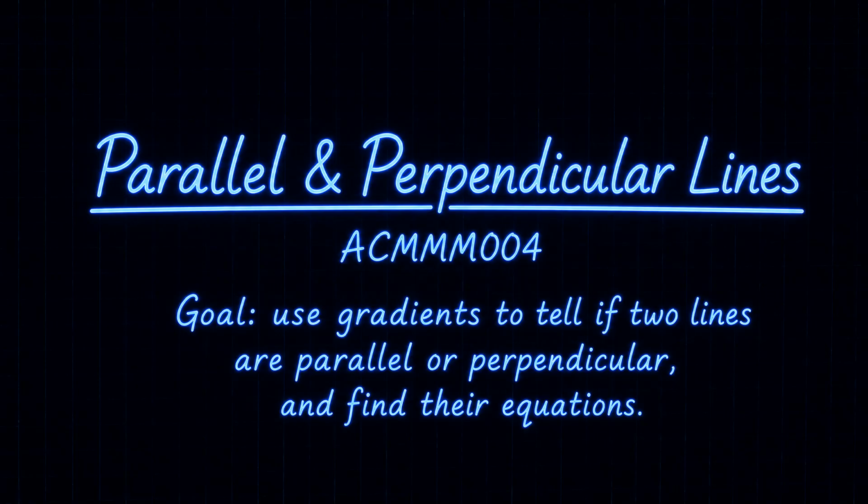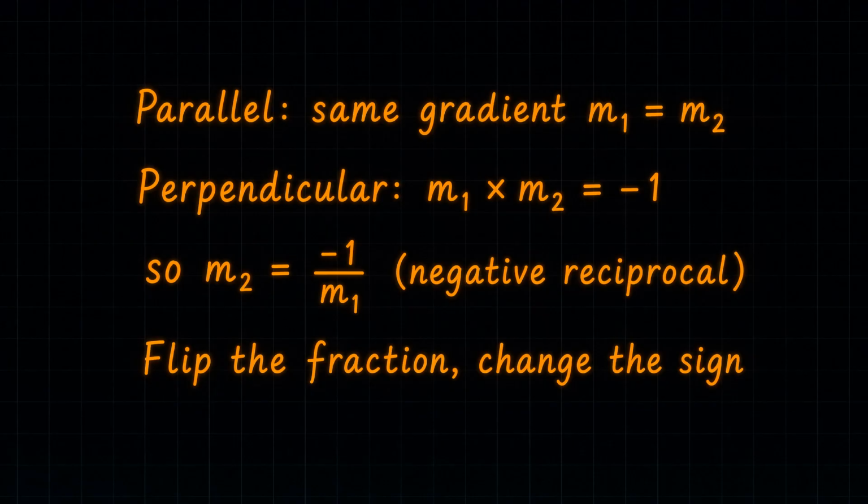Parallel lines run in the same direction and never meet. Perpendicular lines cross at a right angle, 90 degrees. The secret to both is the gradient, the slope. Let us see how. Here are the two rules.